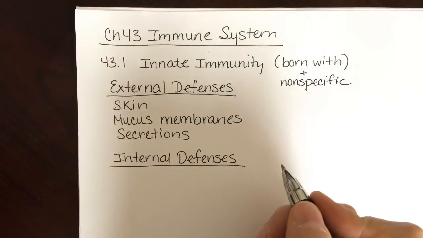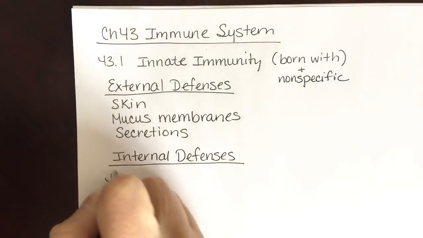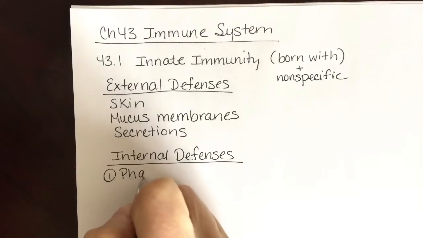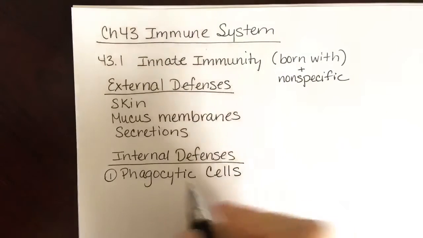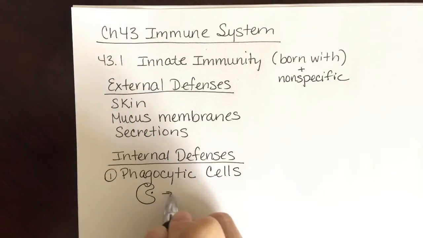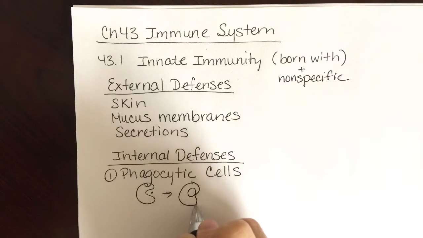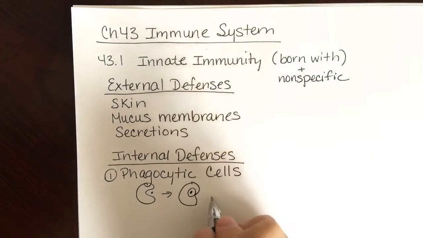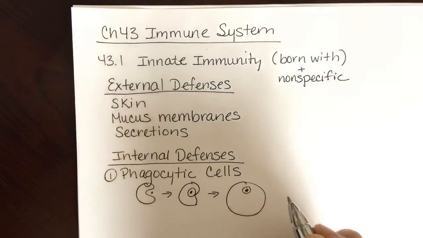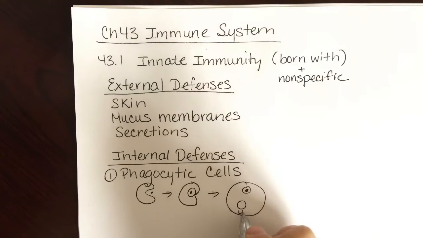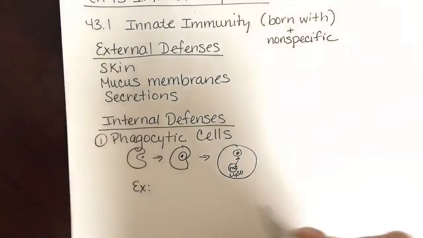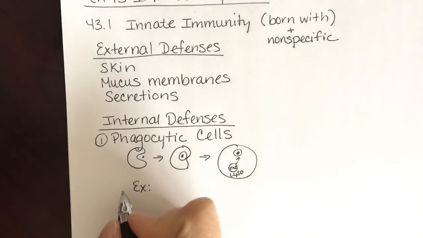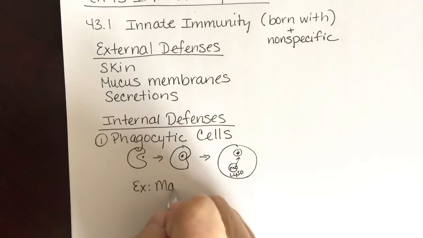All right, so your internal defenses, remember you have your first thing that you have is your phagocytic cells. So remember that they take in things through endocytosis, and phagocytosis, remember, is a type of endocytosis. And then you get your microbe in there, and remember your lysosome contains, what does it contain? Enzymes that goes and fuses with it and digests the pathogen. So an example are macrophages and dendritic cells.